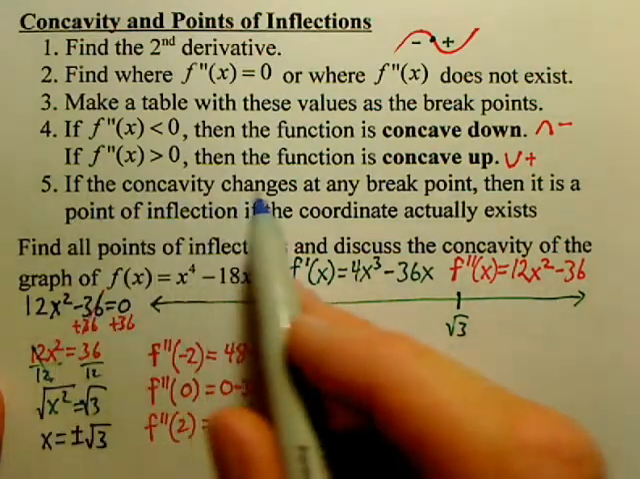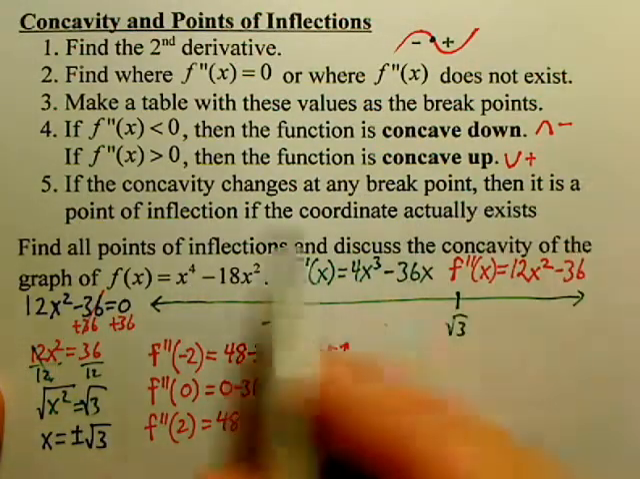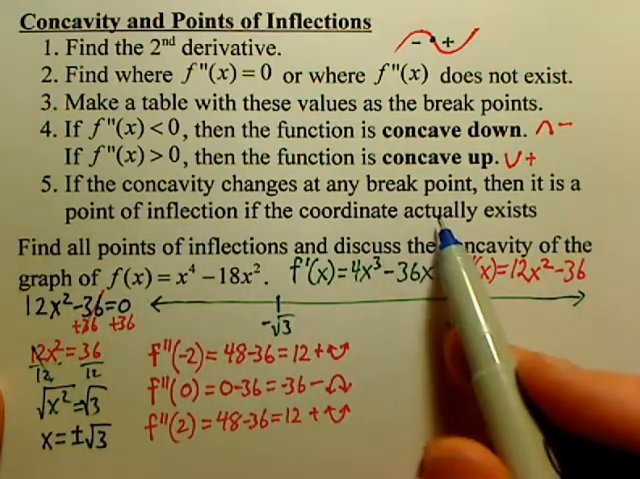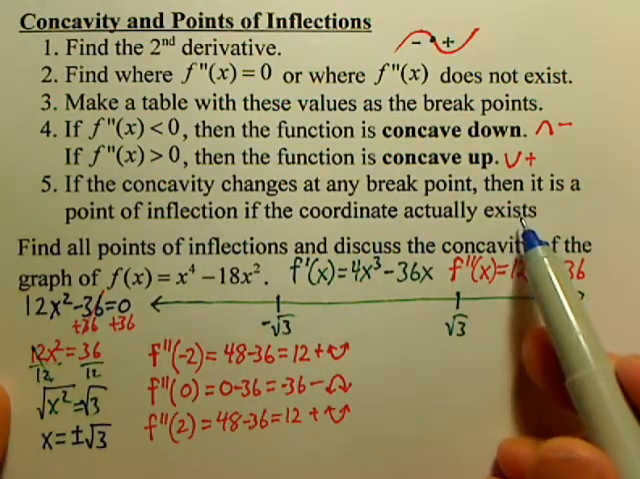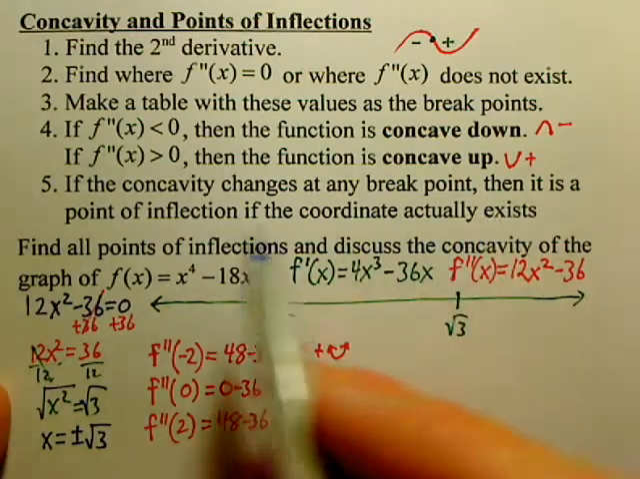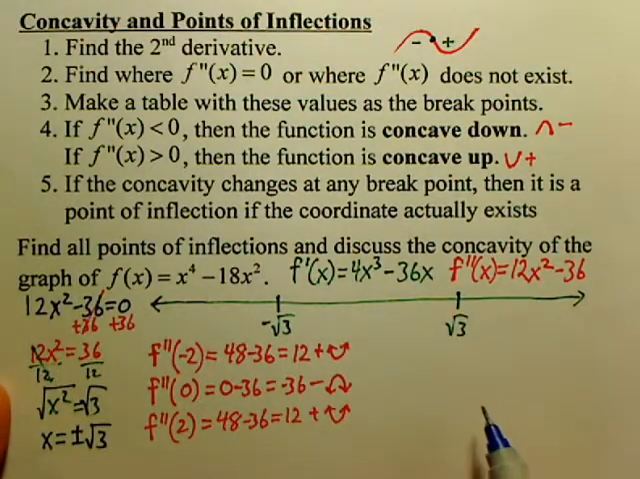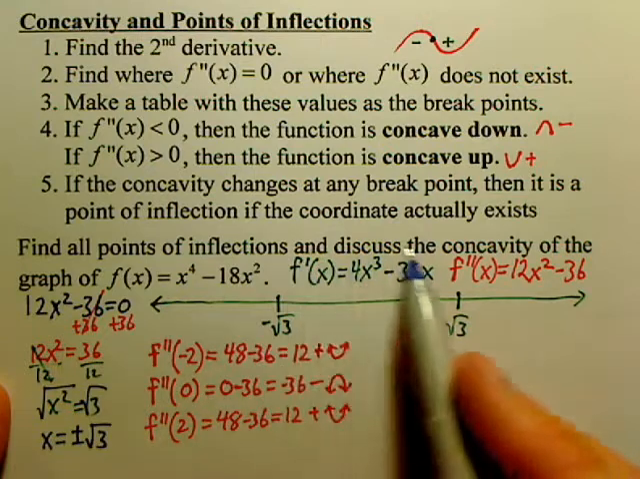So we just found out our concavity for each space. The last one: if the concavity changes at any breakpoint, then it is a point of inflection if the coordinate actually exists. So there has to actually be a coordinate, and then we know it's a point of inflection. So the question asks again, find points of inflection and discuss concavity.